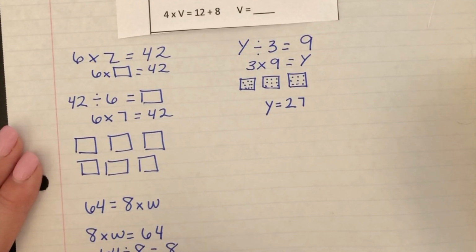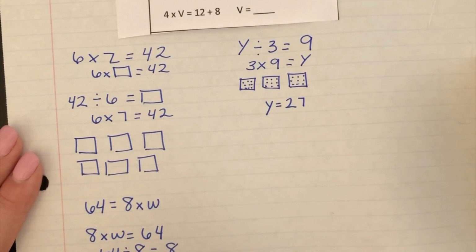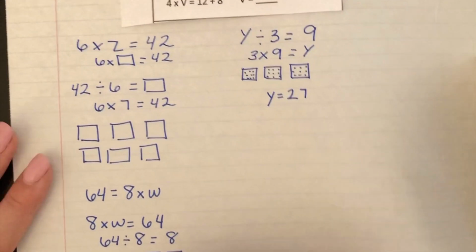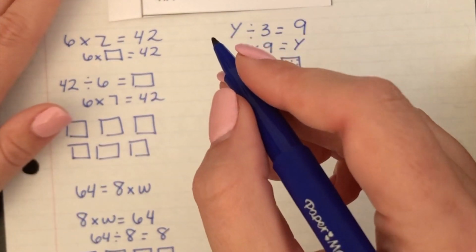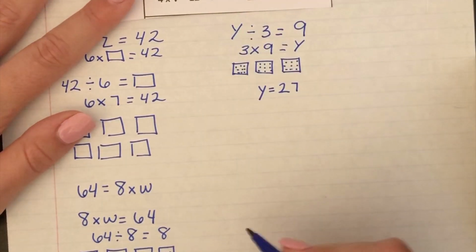Again, I could put 64 into 8 groups. 1, 2, 3, 4, 5, 6, 7, 8. And count them all up. So W equals 8.